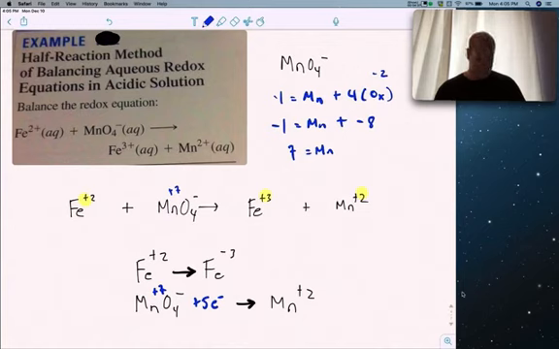So iron 2+ goes to iron 3+ plus an electron. So an electron is generated. So you need to multiply the top equation by 5. So 5 electrons need to be generated and 5 electrons consumed. So we put 5s here like this.